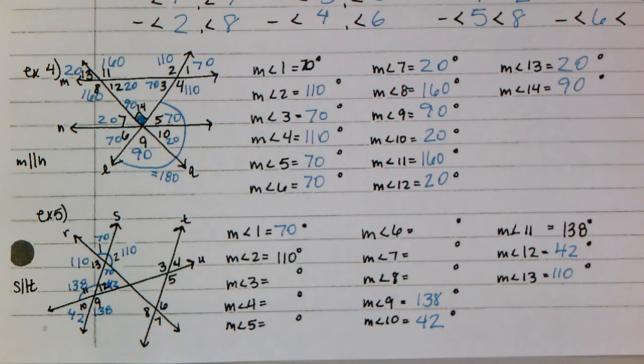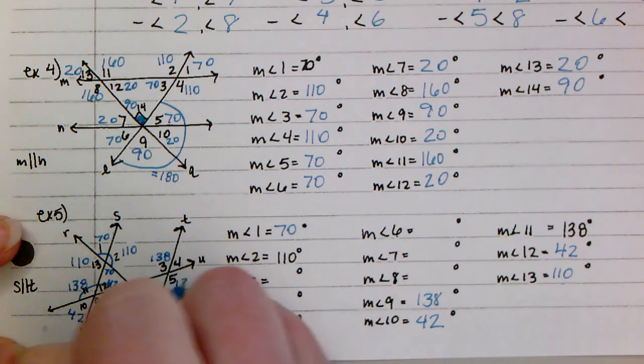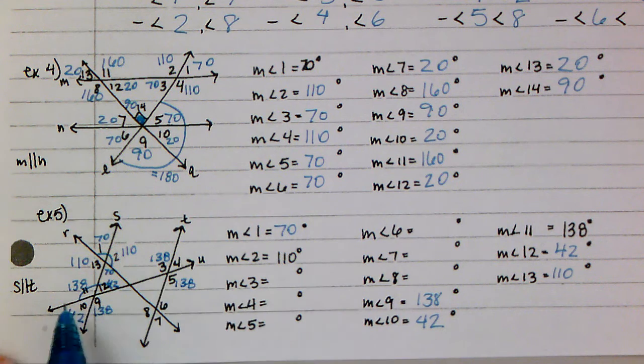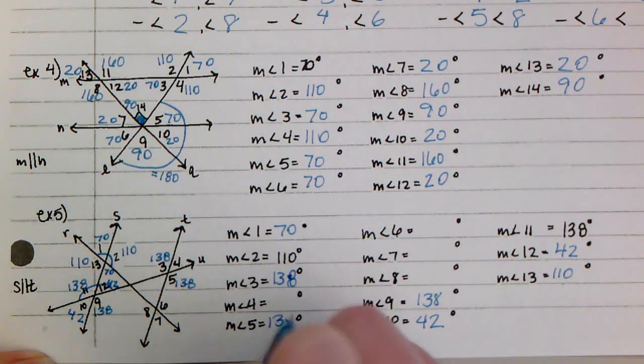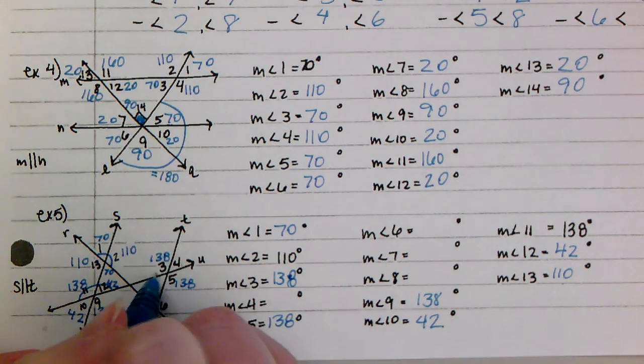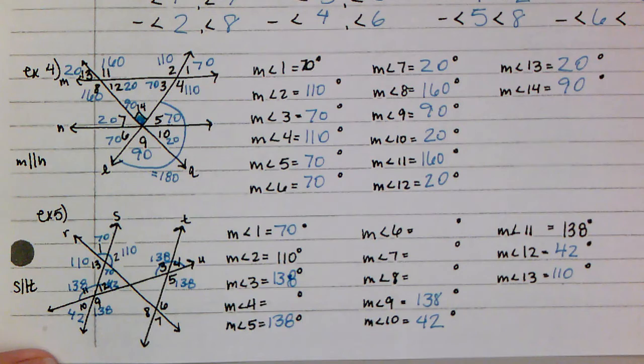Now, if I do some zigzagging here, we'll go from 11 to 9. If I only pay attention to this transversal, 11 to 9, and then 3 and 5 are also 138. 138 is corresponding to angle 3. 3 and 11 are corresponding. 9 and 3 are alternate interiors. And so we'll get 138 here. I know that 3 and 4 have to be supplement to each other, so that will make 4 42 degrees.